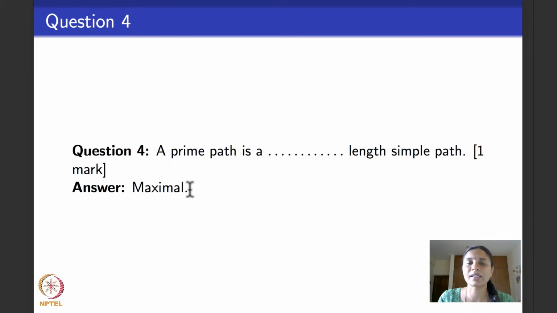If you remember the example that we looked at while dealing with algorithms for structural coverage criteria, there were prime paths of length 2, there were prime paths of length 3, and there were prime paths of length 4. For each of these lengths, that happens to be the maximum length simple path. So that's why we say maximal. So the answer to this is a prime path is a maximal length simple path.